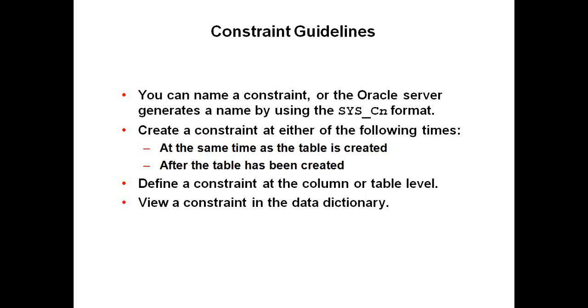Suppose during table creation you are not sure which column will have which constraint, then you can decide to add those constraints at a later point of time. So that is possible. And you can also define the constraint at column level or at the table level. So in the next slide I will show you an example of the difference between specifying a constraint at a column level or at a table level. And of course we can view the constraint information from some data dictionary tables, so we will discuss that later.